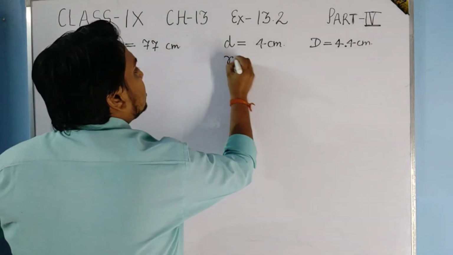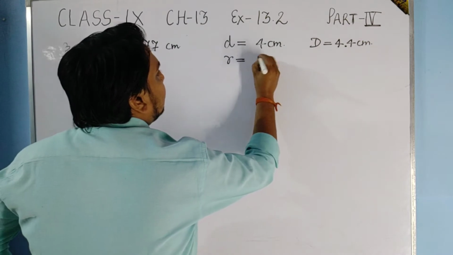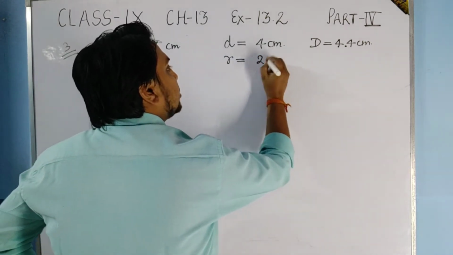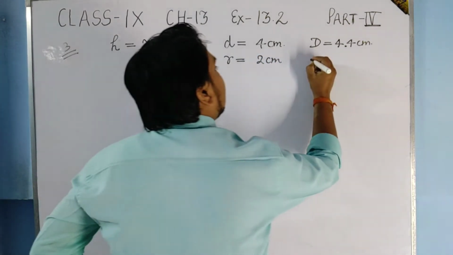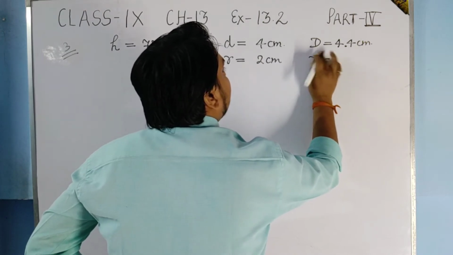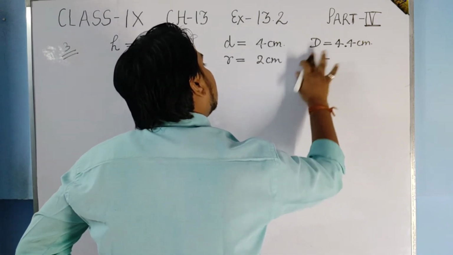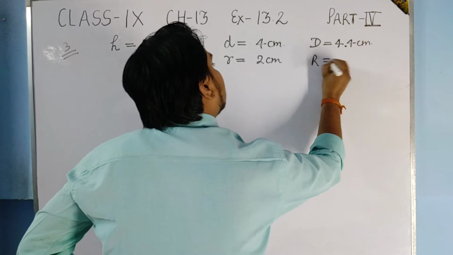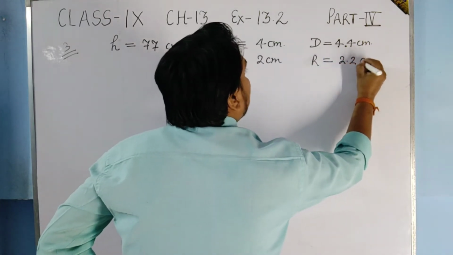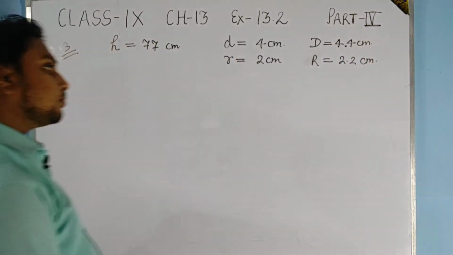So firstly students, we will find the inner radius, that will be 2 centimeter, just half of the diameter, and the outer radius. Okay, so outer radius, let it be expressed as capital R, so it will be 2.2 centimeter.